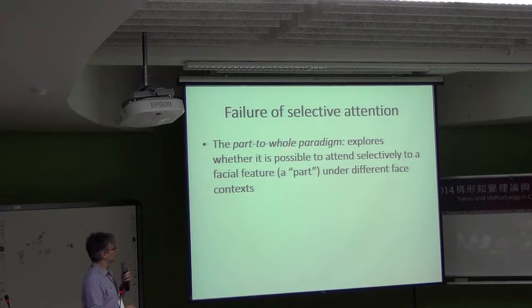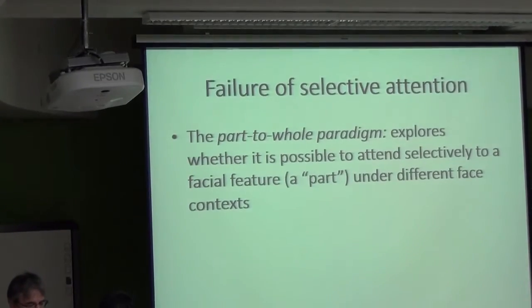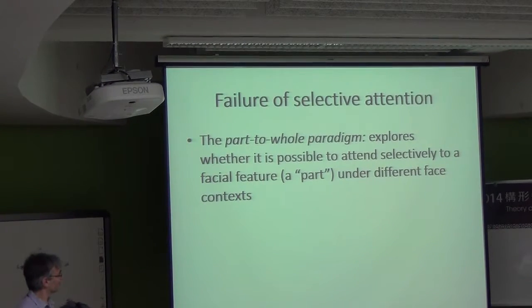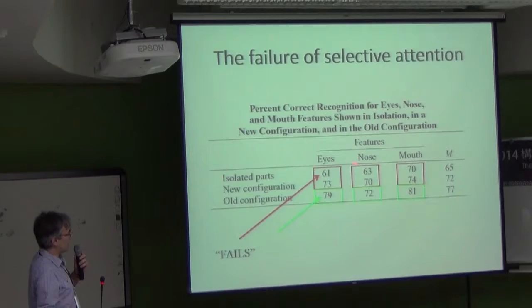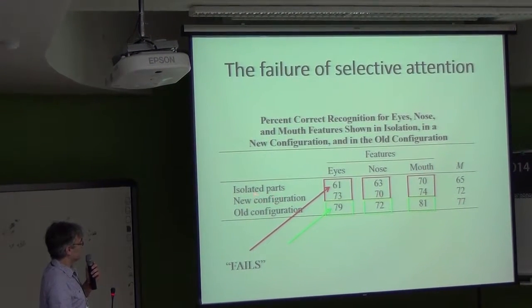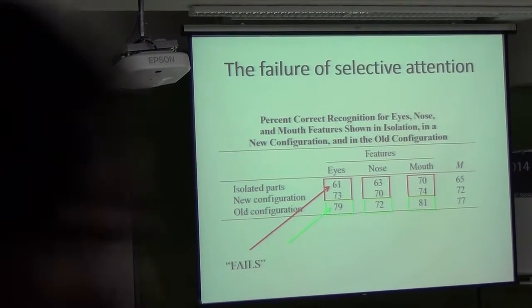If you cannot selectively access independent features, then probably faces are processed more holistically, not as parts. And here are the results. We can see in this experiment, when you try to attend to the eyes, nose, and mouth of Joe, recognition accuracy fails when compared to when this feature is embedded in the old learned configuration, when this is a new configuration, and in isolated parts. It happens with all these features. So this is the failure of selective attention to a certain facial feature.